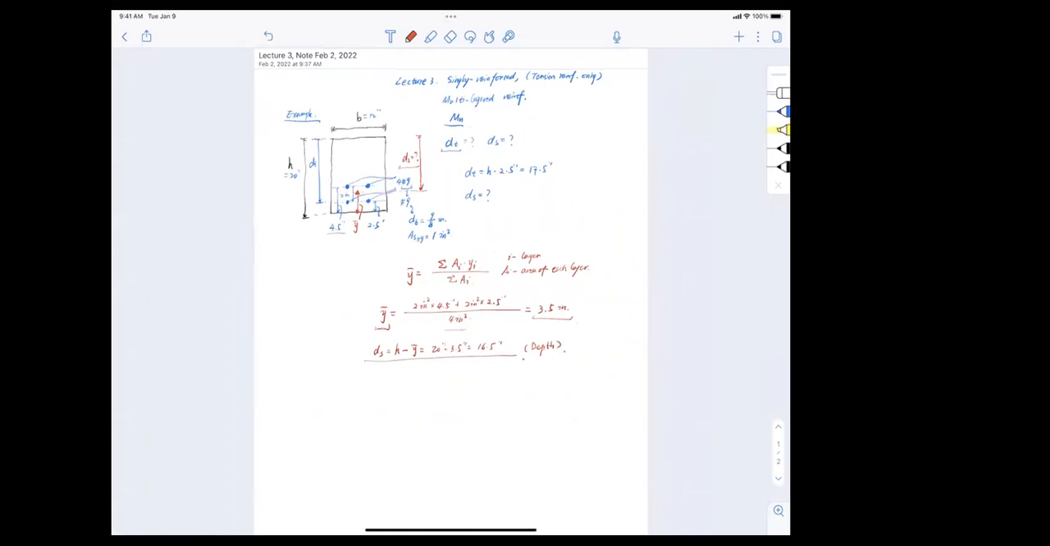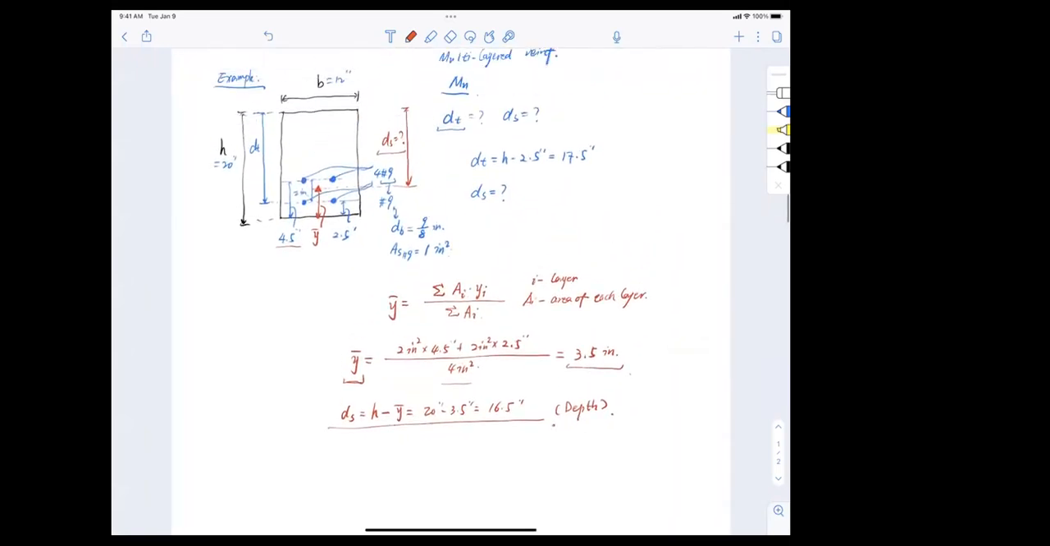So how do we calculate the moment? All right, let's proceed. Next question: what about the moment?